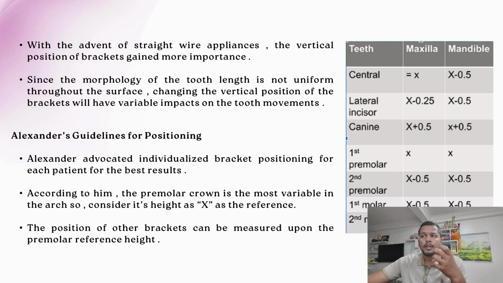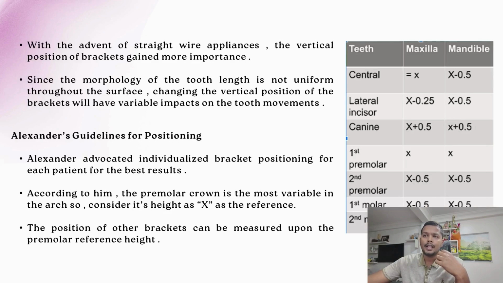Since the morphology of the tooth is not uniform throughout the surface, there's a curvature on the facial surface, so it's not like a flat surface. If your bracket is slightly off mesially or distally, there can be rotation of the tooth. That is why we need to put the brackets at the precise location on the individual teeth. So we need to be well aware of the vertical positions of the brackets, as they can have a variable impact on tooth movement.